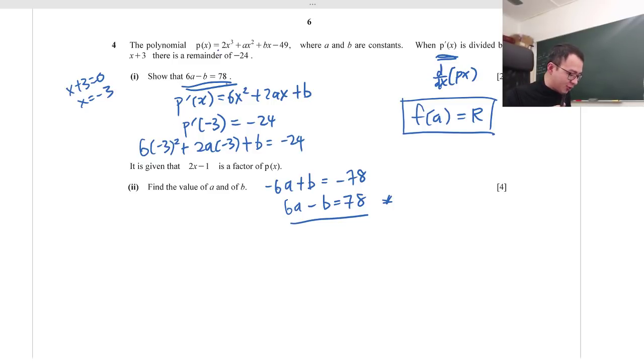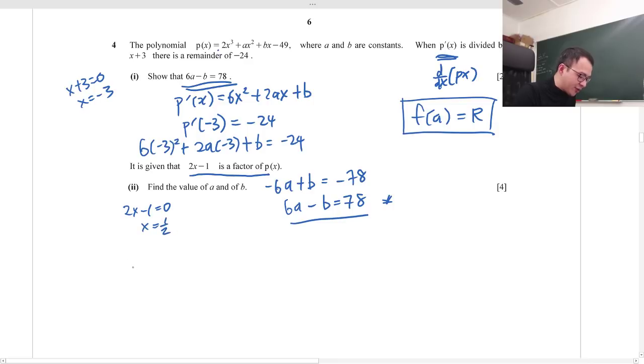Then the question asks you to find the values of a and b. We need one more equation. Luckily we have this information: 2x minus 1 is a factor of p(x). To know what x value to substitute, I make it equal to 0, so x equals 1 over 2. Then p of 1 over 2 will give me 0, so I plug 1 over 2 into my p(x).